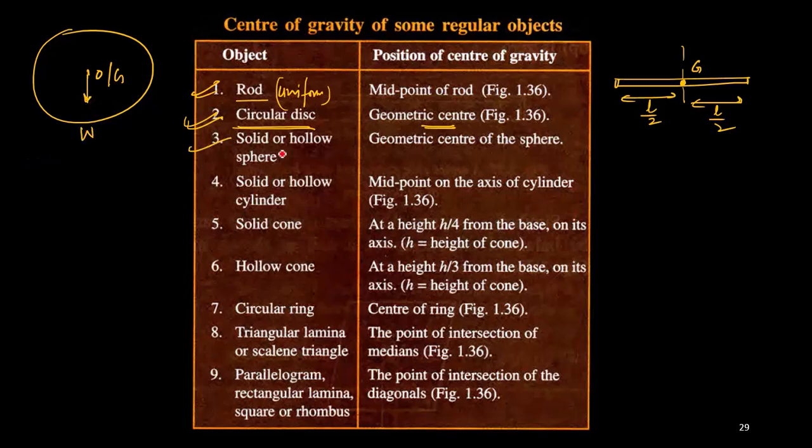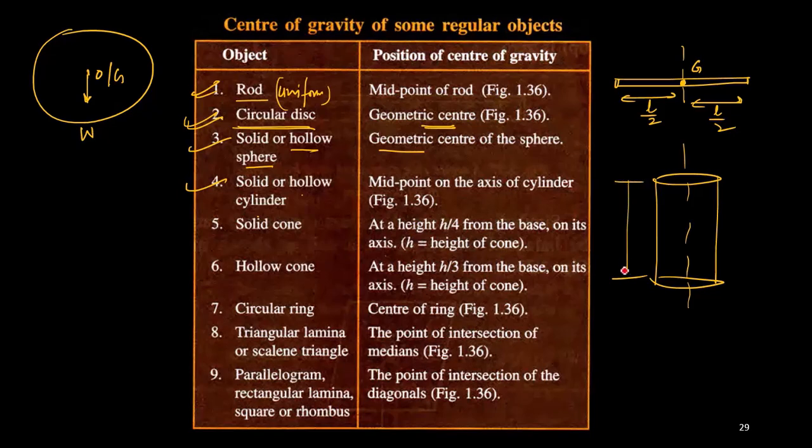Similarly, for a solid sphere or hollow sphere, it is the geometric center. For a solid or hollow cylinder, it is the midpoint of the axis. Let us say this is the cylinder with height h. Then this point, at h by 2 distance from the bottom, is where the center of gravity should lie, on this axis. Solid cone, that is h by 4 from the base. Solid cone is h by 4, hollow cone is h by 3. What is h? It is the height of the cone.